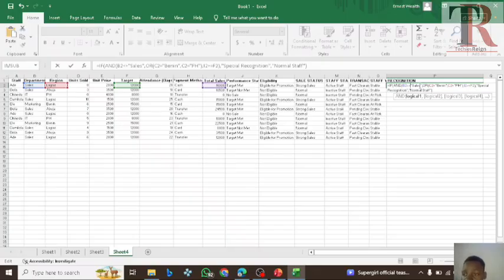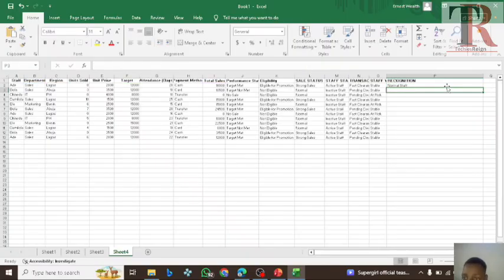The second condition is the region must be either Benin or Port Harcourt. The third condition is that the total sales must be greater than the target met. Once all 3 of these conditions are met, show special recognition, else show normal staff.